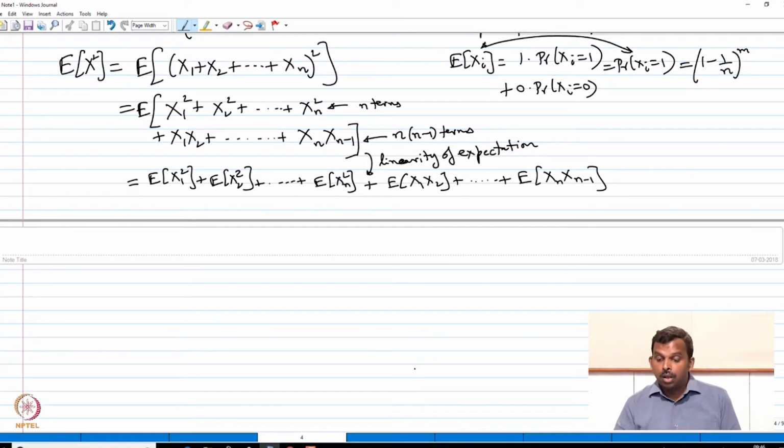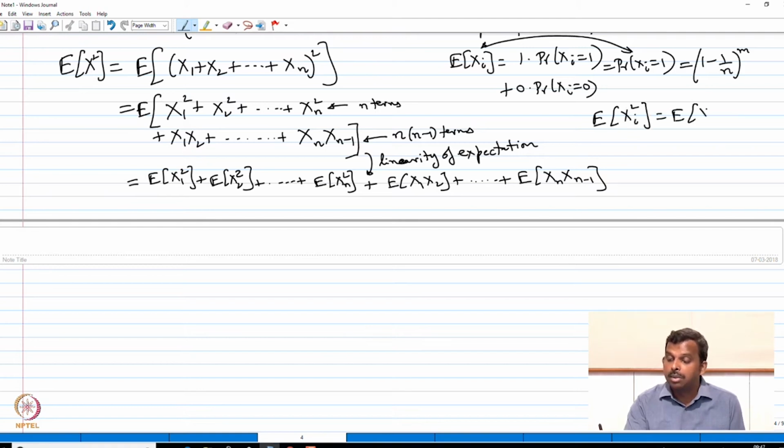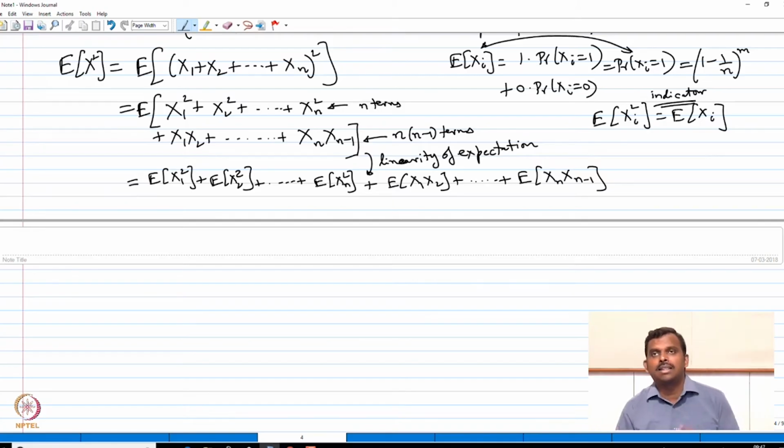Hopefully this is easy. So now what is expected value of xi squared? Remember, expected value of xi and expected value of xi squared are the same. So again, this is true for any indicator random variable, because xi takes just value 0 and 1. If you square it or cube it or anything, nothing is going to change. You'll get the same probability. So this is easy to handle.